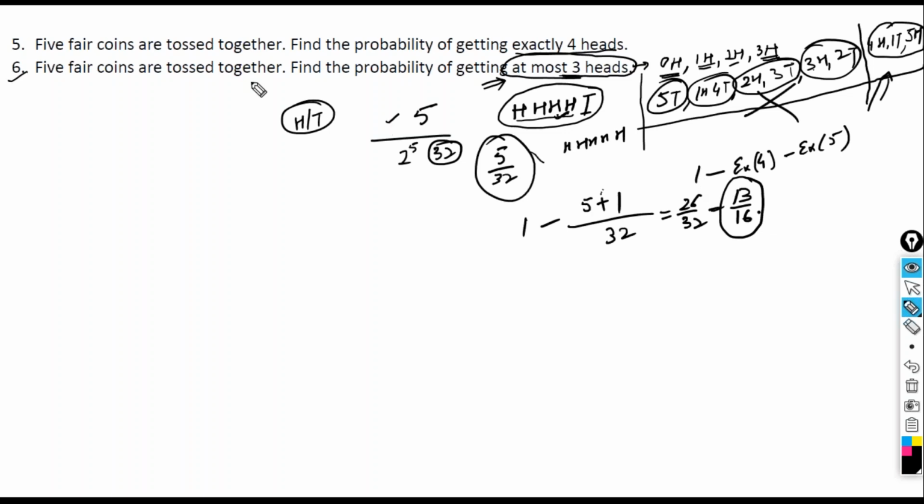So my question says 5 coins are tossed together. Find the probability of getting at most 3 heads. I have just written all the possibilities. At most 3 means no head, which is 0 heads, 1 head, 2 heads, 3 heads. All the 4 cases are to be considered. If we have a look at all the possibilities, instead of solving these 4, it's better if we solve the rest of the 2 possibilities. Is it clear, everyone? Any doubt in this? Do let me know.